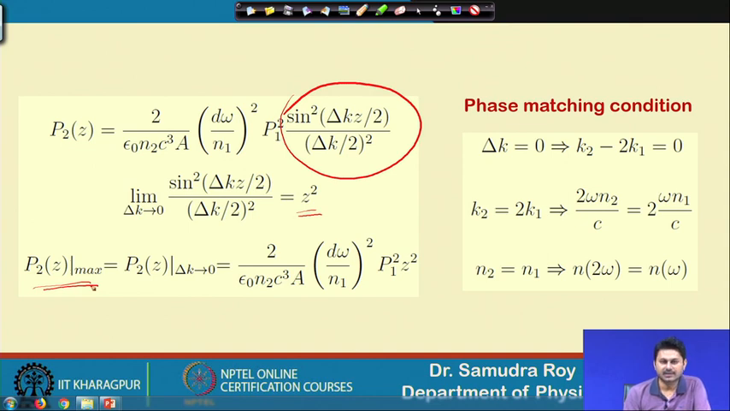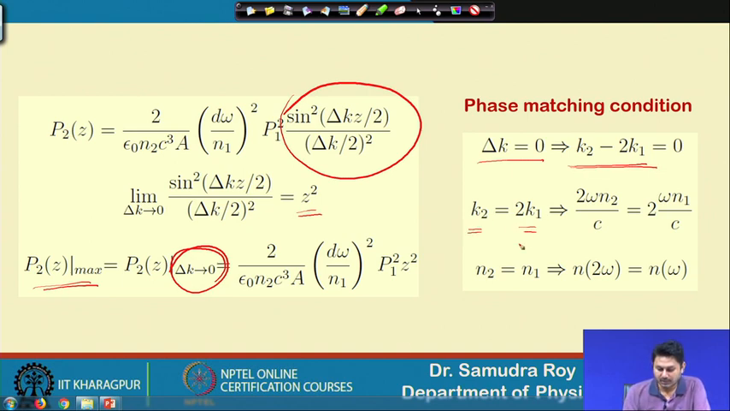I want to find out the second harmonic wave, and the second harmonic wave will be maximized on the condition that delta k tends to 0. That is a very important condition to maximize this quantity. So, delta k tends to 0 means what? In the right hand side we show the condition under which we have delta k equal to 0. As I mentioned, this is the phase matching condition. So, delta k equal to 0 is essentially k2 equal to 2 k1.